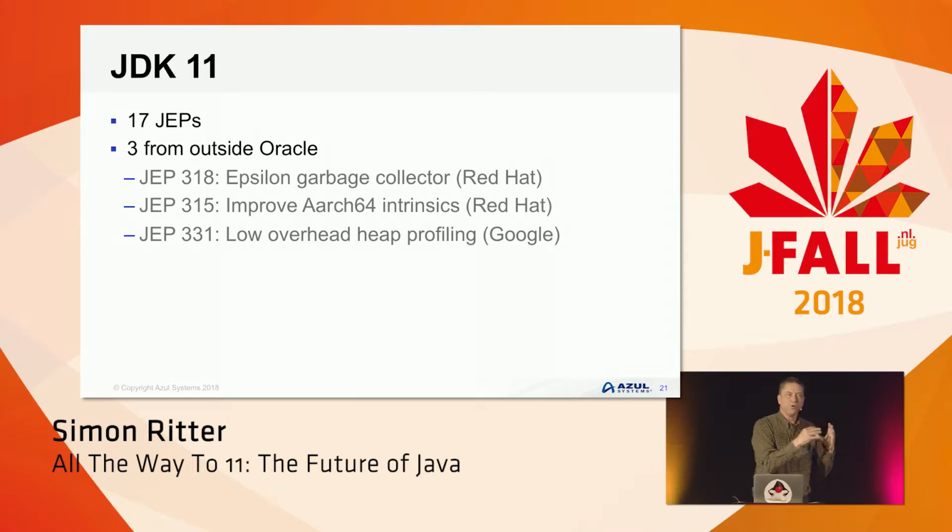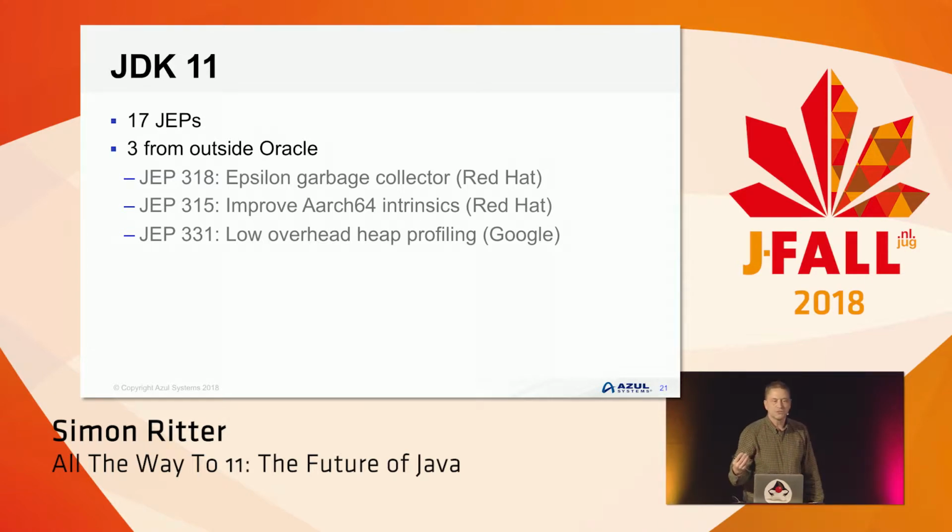And what we're seeing now is more input from outside of Oracle. This is very good. So this started off in JDK 9, where Azul were the first company to actually have a JEP accepted and integrated into the JDK. JDK 10, we got a couple. JDK 11, we've had 3.